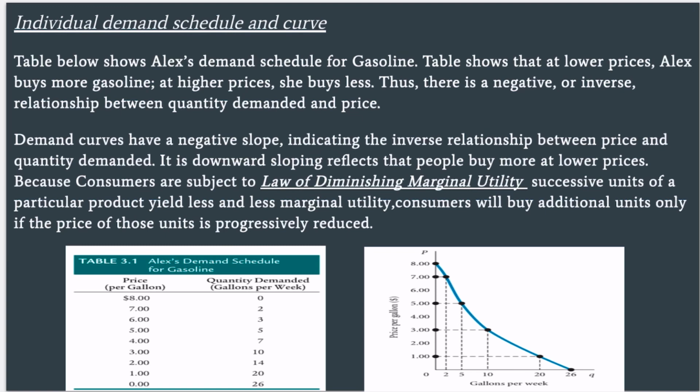Individual demand schedule and curve. The table below shows Alex's demand schedule for gasoline. The table shows that at low prices, Alex buys more gasoline. At higher prices, she buys less. Thus, there is a negative or inverse relationship between quantity demanded and price. Demand curves have a negative slope, indicating the inverse relationship between price and quantity demanded. It is downward sloping, reflecting that people buy more at lower prices because consumers are subject to the law of diminishing marginal utility. Successive units of a particular product yield less and less marginal utility. Consumers will buy additional units only if the price of those units is progressively reduced.